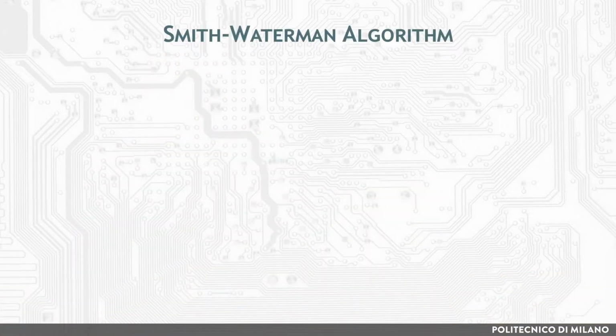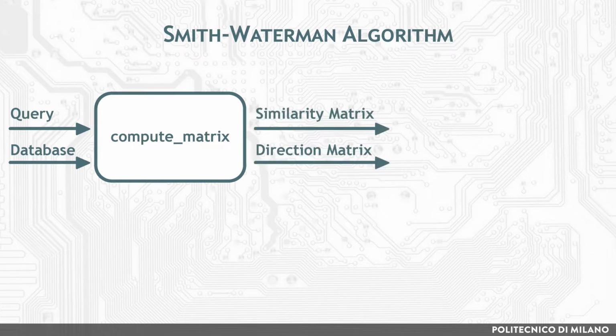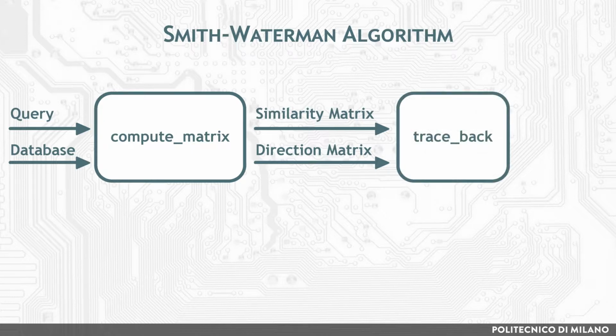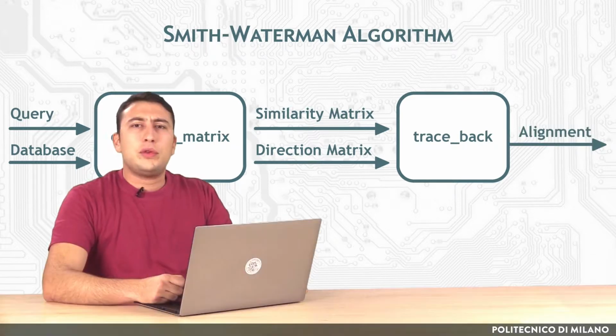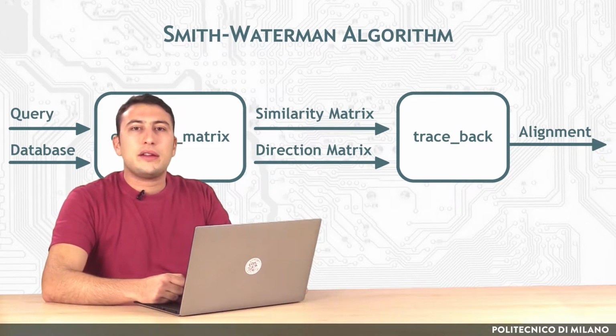In the previous lessons, we have seen that the Smith-Waterman algorithm is mainly composed of two parts. The first function takes as input two strings, called the query and the database, and outputs two matrices that are necessary for the successive steps. The second step of the algorithm takes the direction matrix as input and outputs how the query aligns to the target database. If you do not remember how the algorithm works, I suggest you take a look at the lesson regarding the Smith-Waterman algorithm.